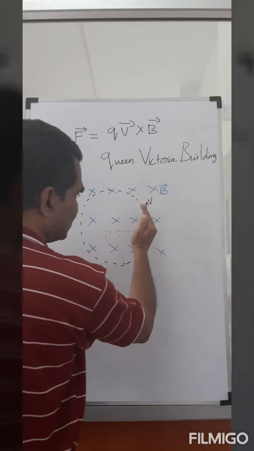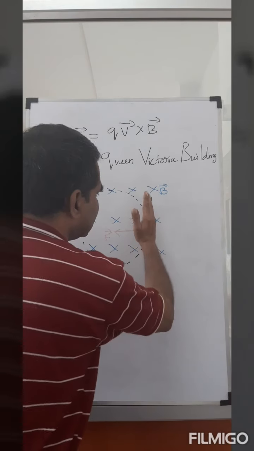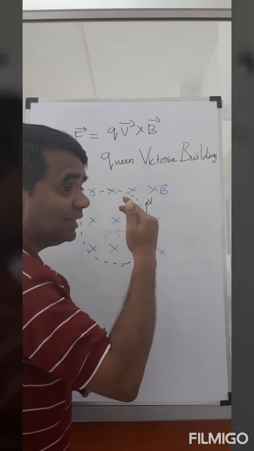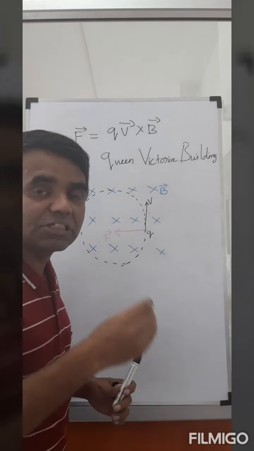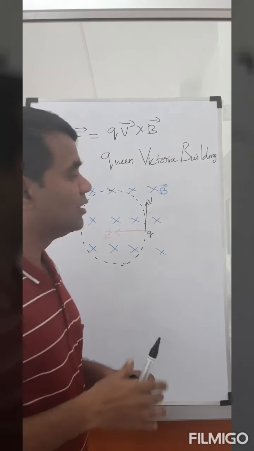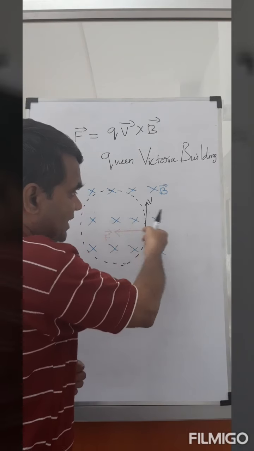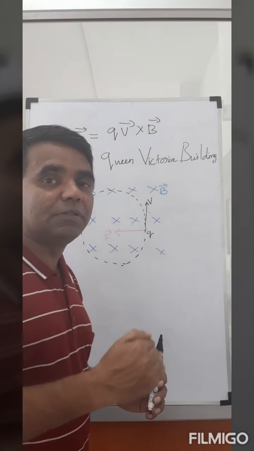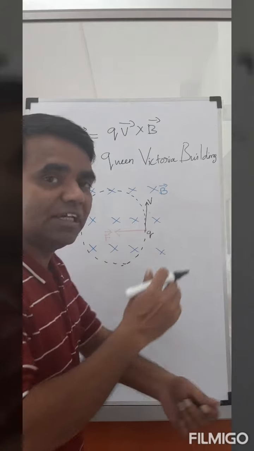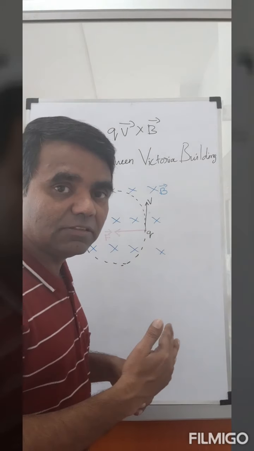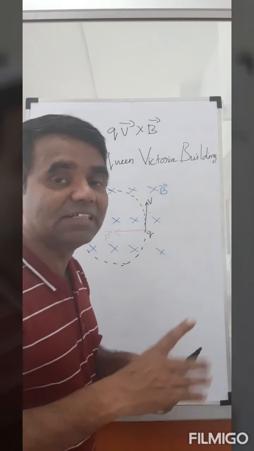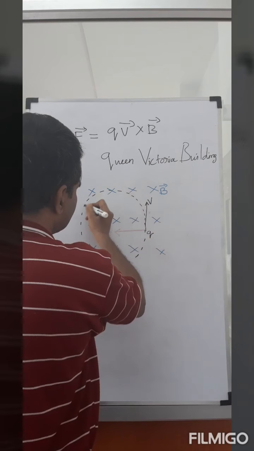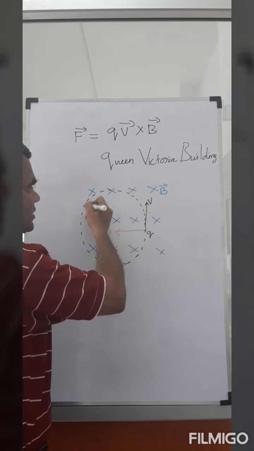This force changes the velocity. Force must change the velocity. But when I say it changes the velocity, it does not change the magnitude of the velocity, because notice that F is acting perpendicular to the direction of motion. If a force acts perpendicular to the direction of motion, it is not going to change the speed, it will only change the direction. So the charge goes around like this. It makes a circle.